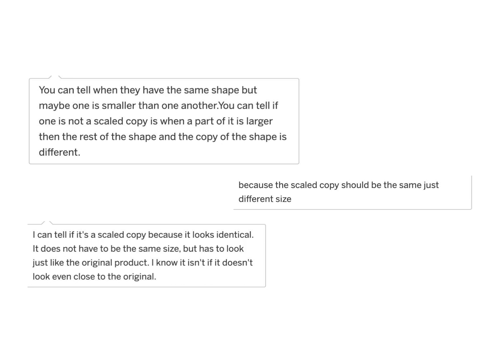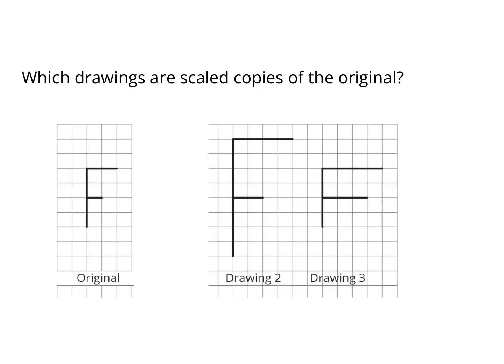Here's what some of your classmates said about figuring it out. So they said you can tell when they have the same shape, but maybe one is smaller than the other. If it's not a scaled copy, a part of it is larger than the rest of the shape, and the copy of the shape is different. If it doesn't look close to the original, then it's probably not a scaled copy. It should be the same, just a different size.